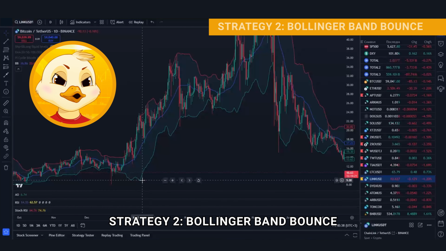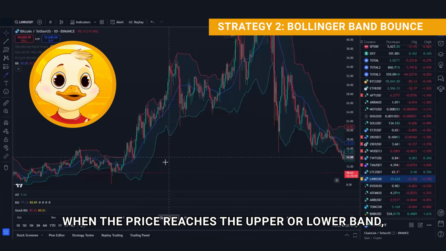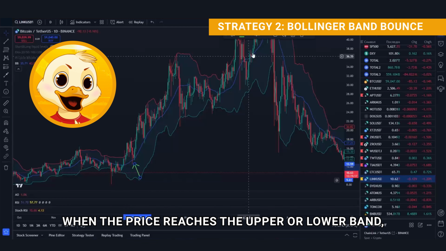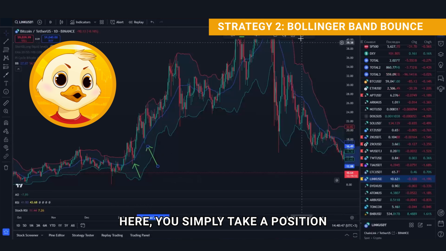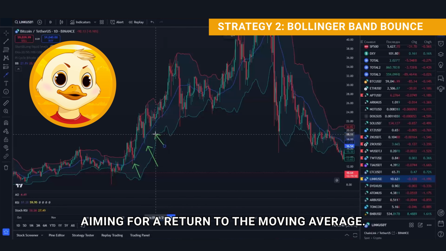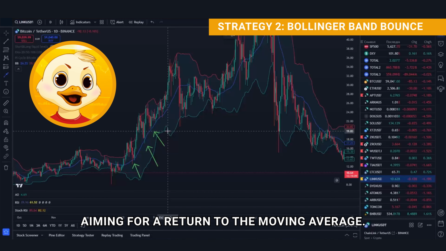Strategy number 2. Bollinger Band Bounce. When the price reaches the upper or lower band, it often bounces back towards the middle band. Here you simply take a position opposite to the price movement, aiming for a return to the moving average.